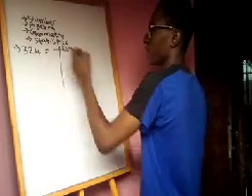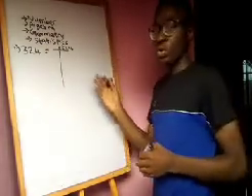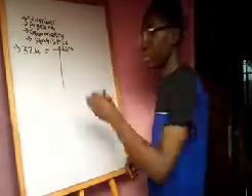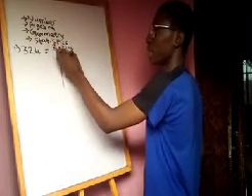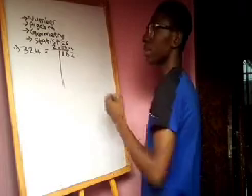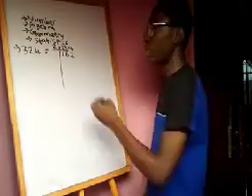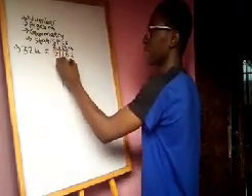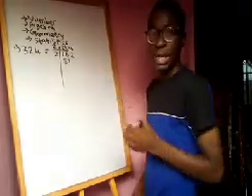So first of all, obviously 324 is divisible by 2. Let's use 2. 2 in 3 is 1, remainder 1. 2 in 12 is 6. 2 in 4 is 2. That's 162. 2 can still go in 162. 2 in 16 is 8. 2 in 2 is 1. 2 in 8 is not possible.